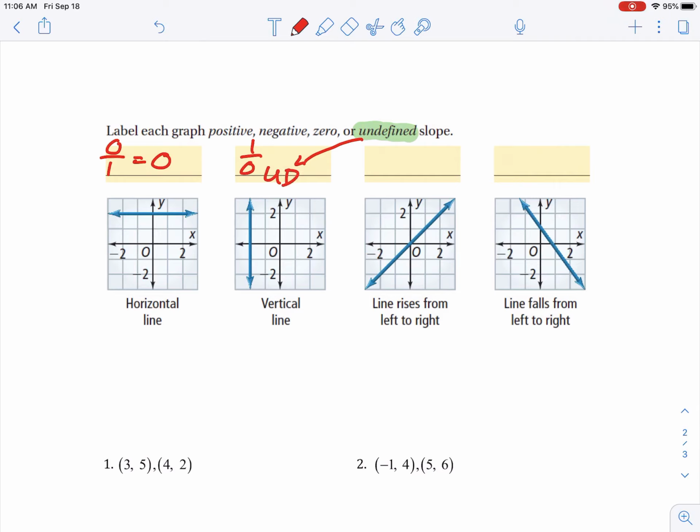Right here, this is a positive slope. As you can see, we're going up as we move on the x-axis from left to right. We're moving up, so that's always going to be a positive slope. And we can just take 2 points and figure out what the positive slope is. Rise 1, run 1. So that would be a 1 over 1, or a slope of positive 1.